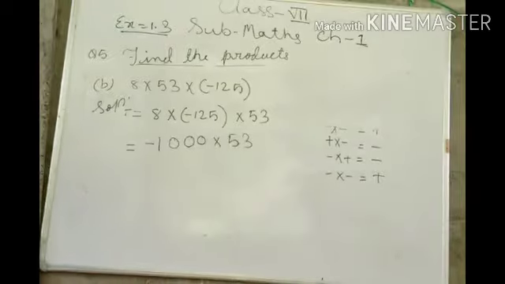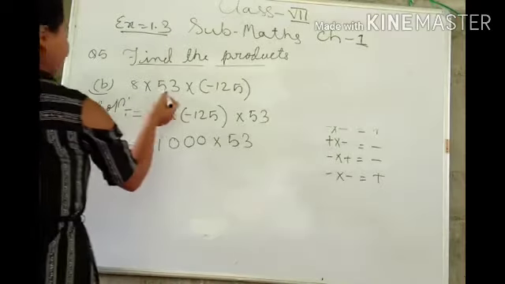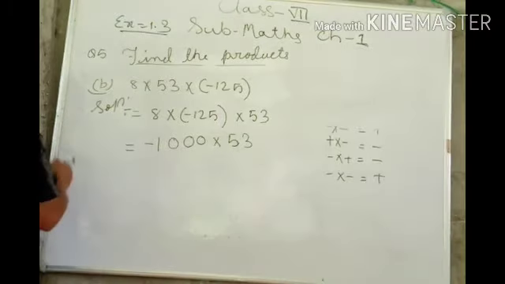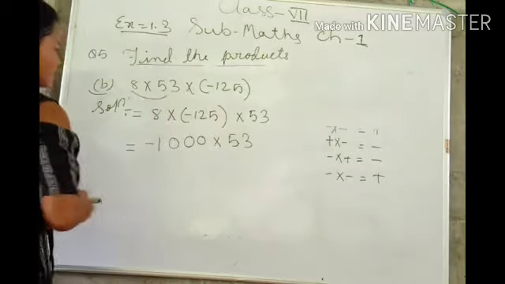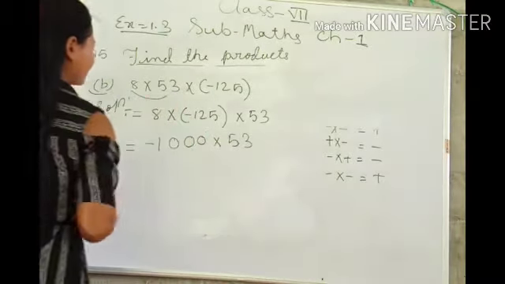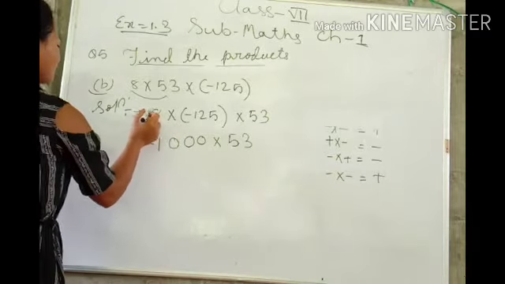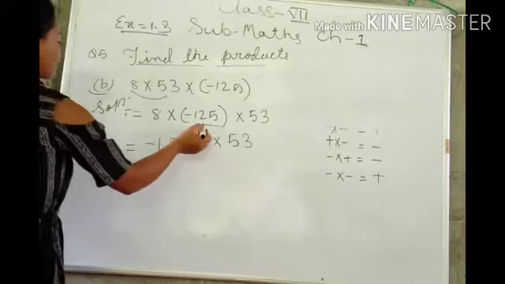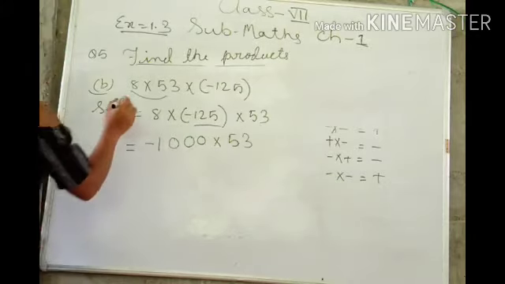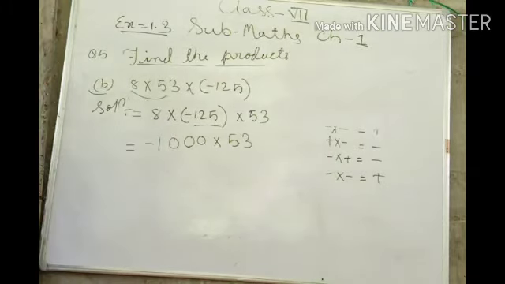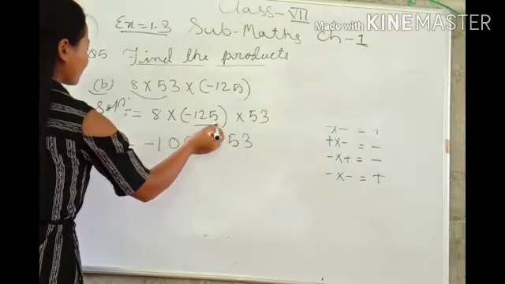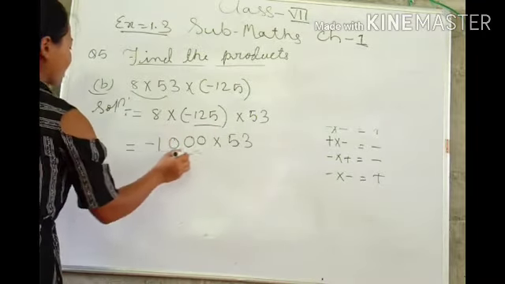the second question, which is 8 multiply 53 into -125. You can multiply these two first, and after that multiply with this. But what I did was write 8 then multiply -125. Why did I write this one first? Because if you multiply this and this, you will not get a round figure. But if you multiply 125 with 8, you will get a round figure like this.